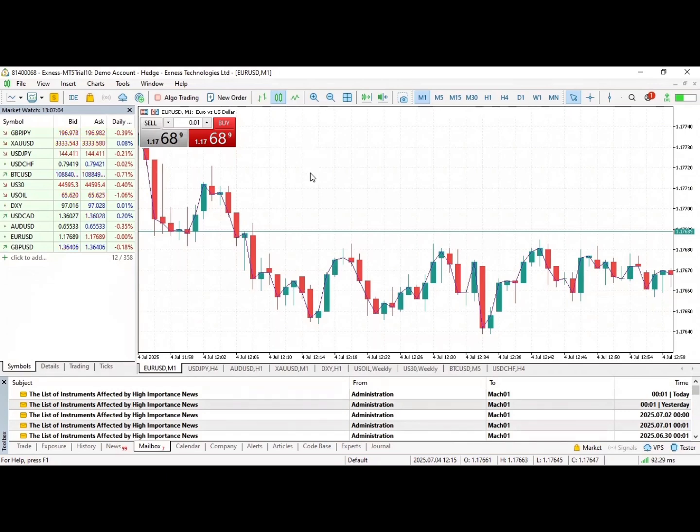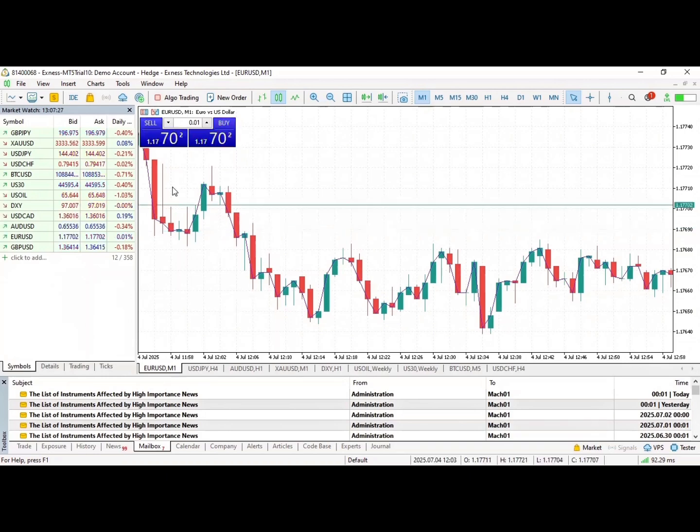So this is what it looks like. There are parts of this platform that I'll explain further ahead, and you'll get to understand them the more we trade, okay? So this is the market watch, the list of currency pairs. We talked about the bid and ask in the previous video. If you haven't watched that, I suggest you go and do.